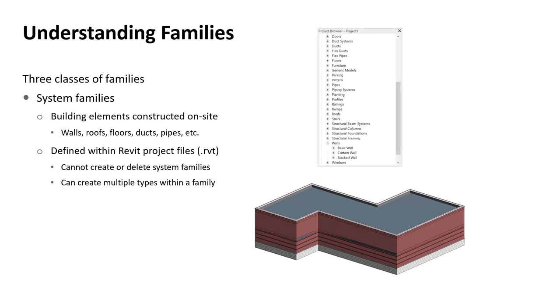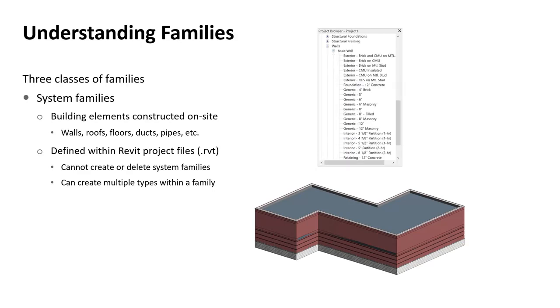For example, in the project browser, when you expand the Walls family, you can see that there are basic walls, curtain walls, and stacked walls. And when you expand basic walls, you can see that there are already a number of wall types. If you create a new type within the basic walls category, that new wall type will only exist within the current project. But you can copy that new wall type into another project, or save it as part of a project template file, so that it will be available for use in other projects.